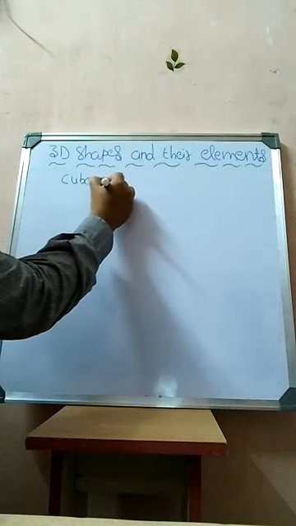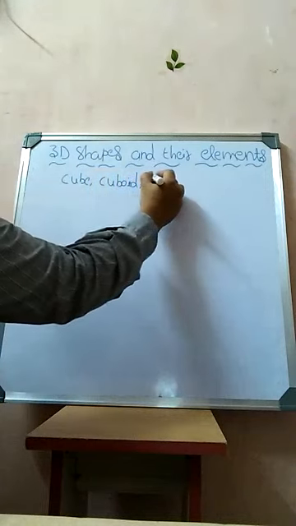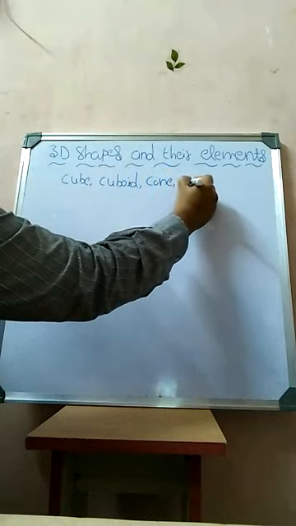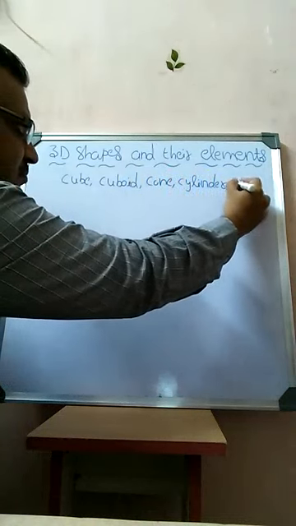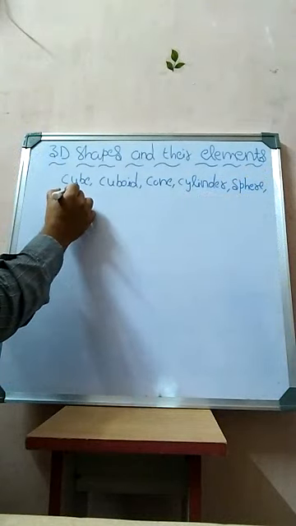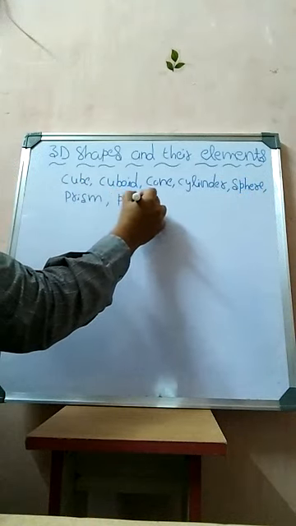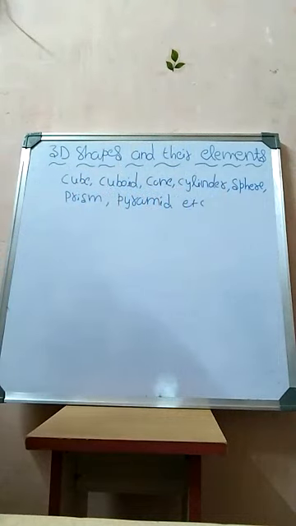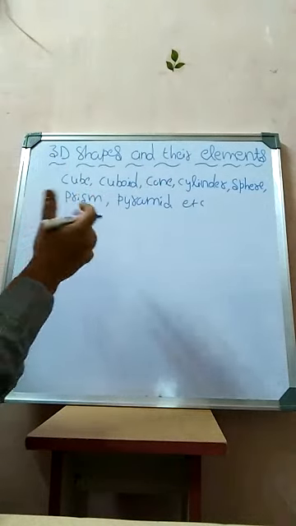cube, cuboid, cone, cylinder, sphere, prism, pyramid, etc. And now one by one we will see their shapes and their elements.